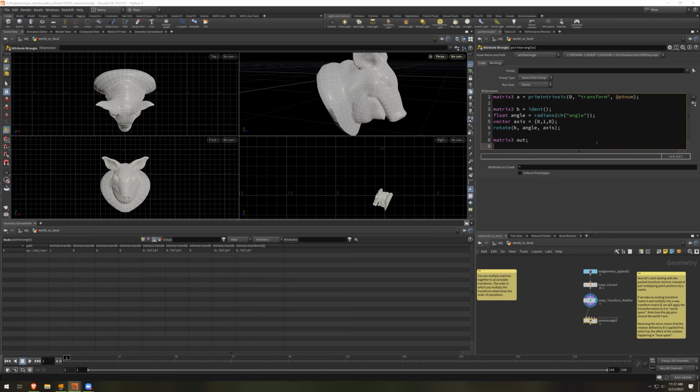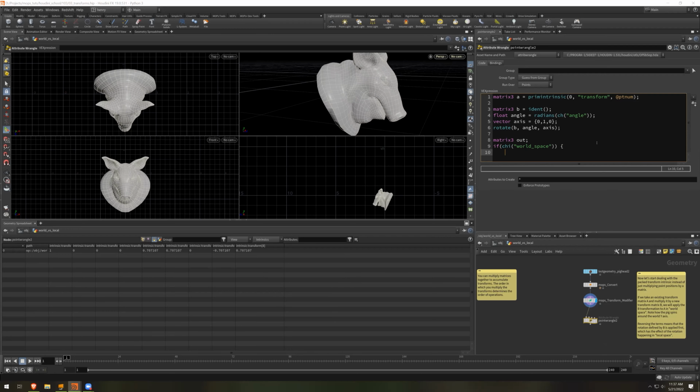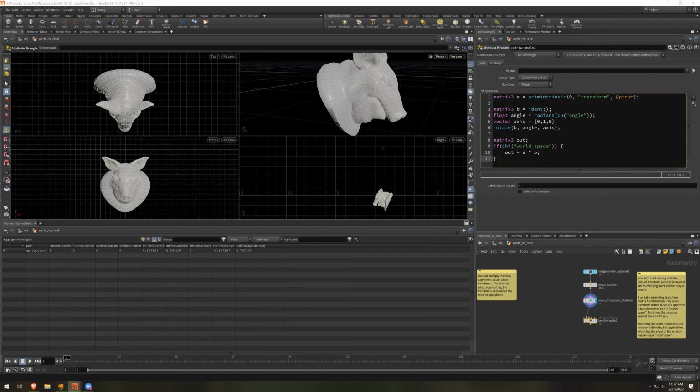So yeah, again, pardon all the VEX, but what I'm going to say is if, and I'm making an integer channel here called world space. This is effectively a toggle. So if this toggle I'm about to make is 1 and not 0, then I'm going to rotate in world space. So out is going to be equal to A times B. Otherwise, out is going to be equal to B times A.